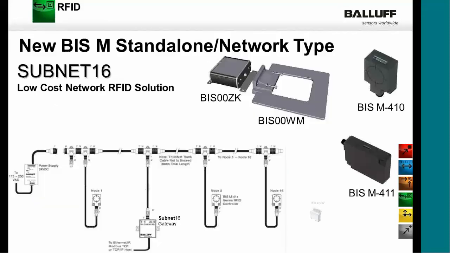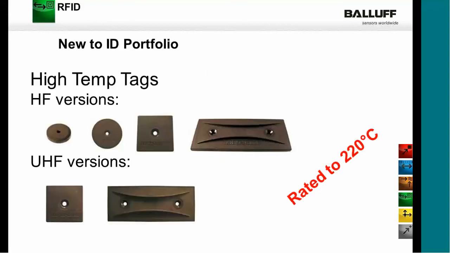Subnet 16 is a low-cost RFID network solution where one processor can control up to 16 read-write heads. So this is a way to be more cost-effective when multiple read-write heads are needed. We can also offer high-temperature tags in both high frequency and UHF. UHF we're going to get into more in the next presentation, but we have high-temperature tags rated at 220 degrees Celsius for applications that demand high temperature.